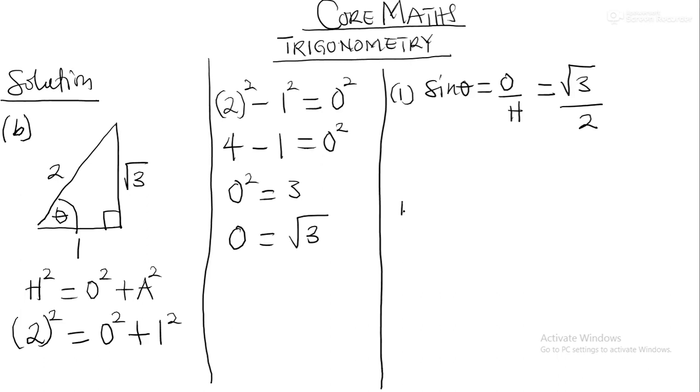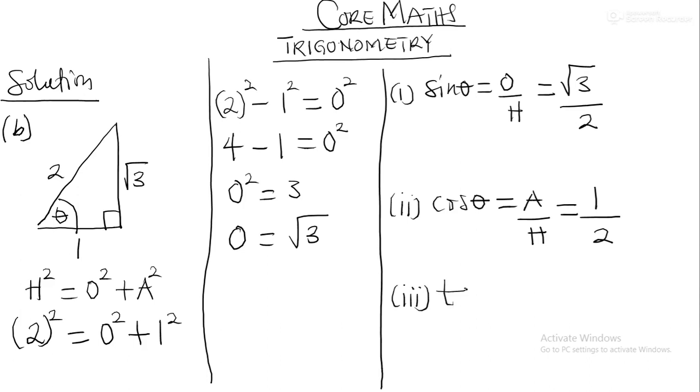Good. Then II. So II is what? Cos theta. So we know from SOHCAHTOA that cos theta is what? Adjacent over hypotenuse. So from the diagram, what is our adjacent? Our adjacent is 1. So we have 1 over, what is our hypotenuse? Our hypotenuse is 2. So we have 2. So it means that cos theta is what? 1 over 2. I hope you are following.